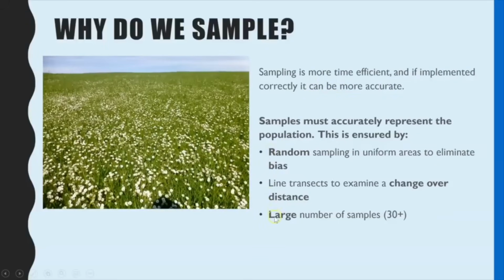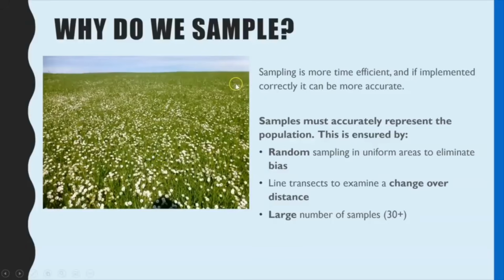So the golden rules are, in order to make sure that your samples are accurately representing the population, you would have to, in this example here, because it is a uniform distribution of daisies, you would be doing random sampling. And that's to avoid any bias. You're not deliberately just selecting areas to take your samples from.